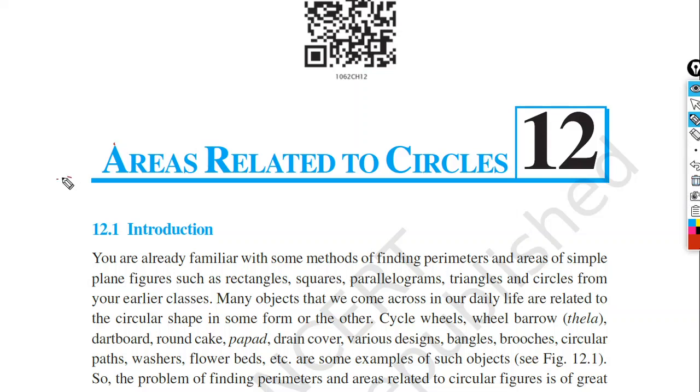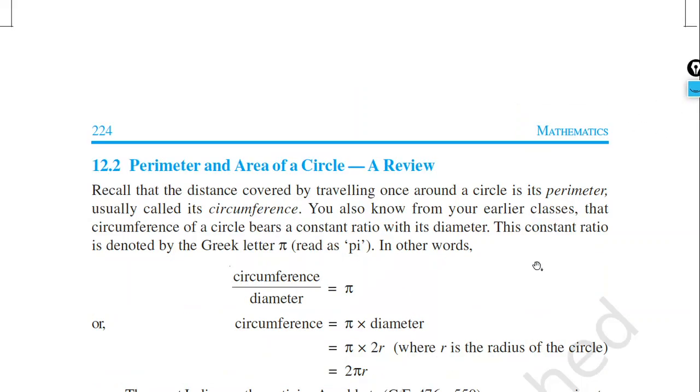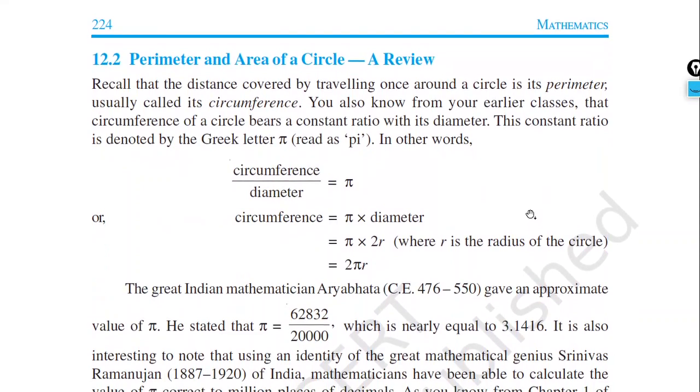So today we are going to discuss area related to a circle. In your previous classes, in class 9, you learned about the formula for perimeter and area of a circle.